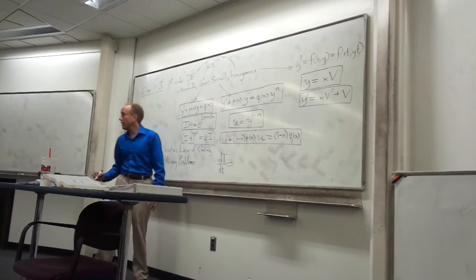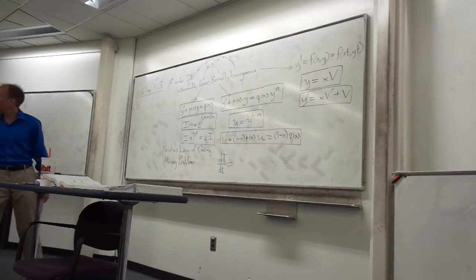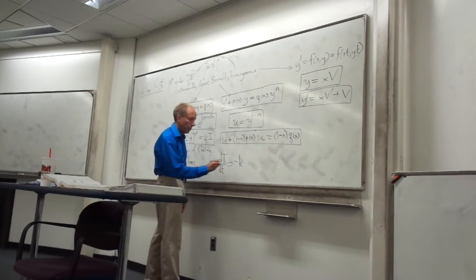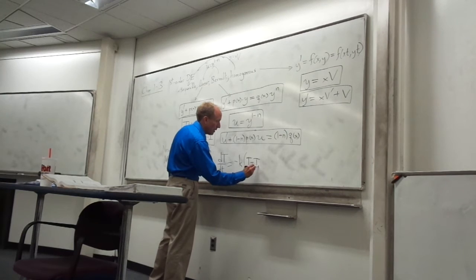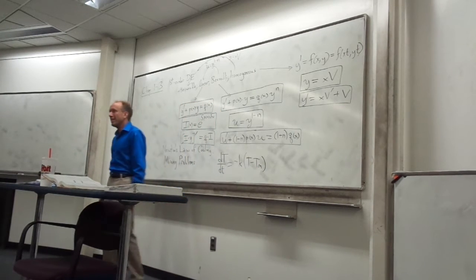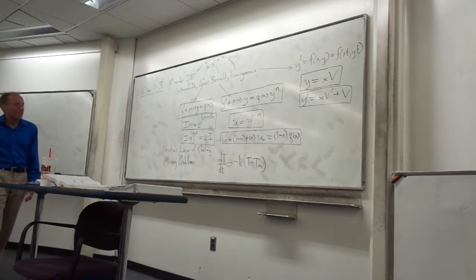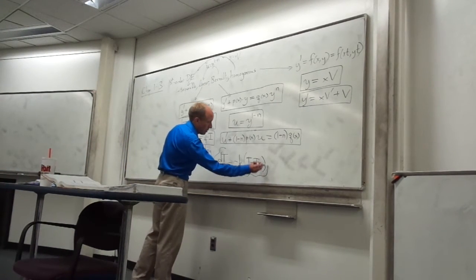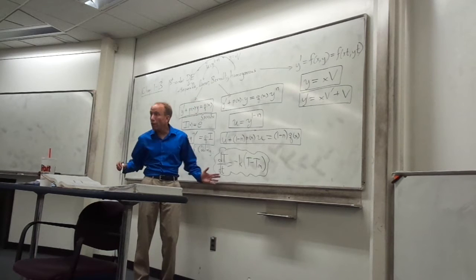So the rate of change of the temperature as a function of time is just negatively proportional to the difference between the temperature of the object and the temperature of the medium. So just good to know this one. And you should be able to solve this.